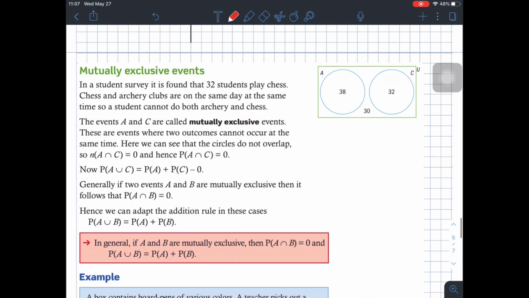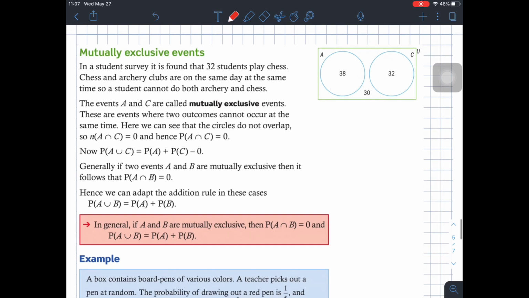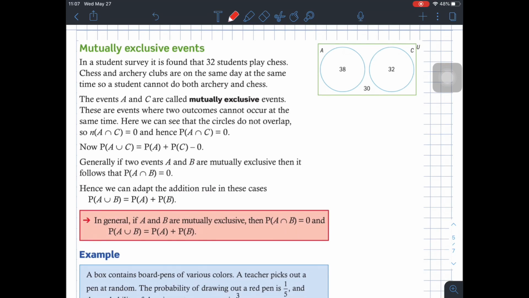So it says, generally, if two events A and B are mutually exclusive, then it follows that the probability of the intersection is 0. Hence, we can adapt the addition rule in these cases, and we can say that the probability of A union B, or A or B, is the probability of A plus the probability of B, right? You can see that in the graph as well.